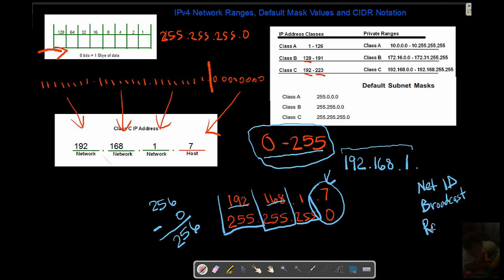Once we determine those, we can now determine what the range is that we can actually assign to devices inside the network, because this cannot be used for a host. This cannot be used for a host.